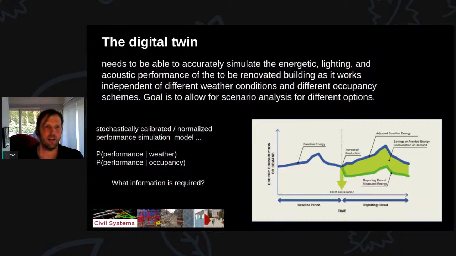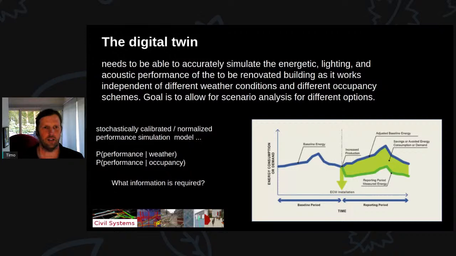But it also allows us to then try out our renovation options, for example, under different weather conditions, let's say global warming, right? Or different occupancy conditions. Let's say we expect that more and more people in the future will have fewer screens, right? I put it here in this probabilistic term. We want to really know the probability of the performance according to the weather, and the probability of the performance according to different occupancy. So that's another level of complexity that we need to have in our digital twin model, right?